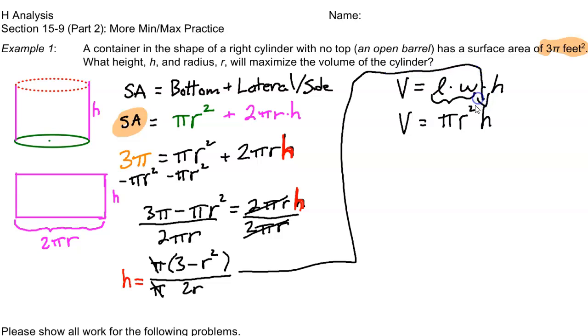So I'm going to drop that right in there and simplify again as much as possible before we take the derivative. So we have V is going to be pi r squared, that's the area of the circle on the bottom. And now we know the height to be 3 minus r squared all over 2r.